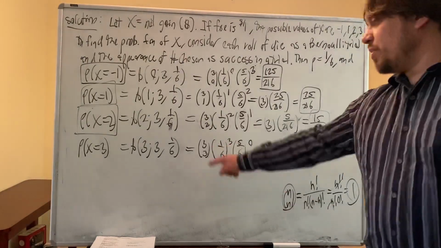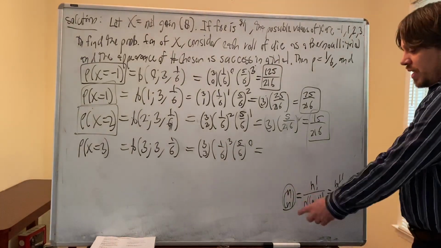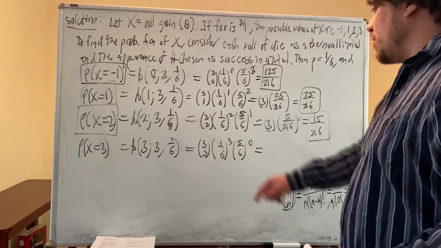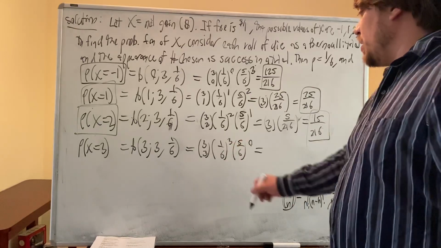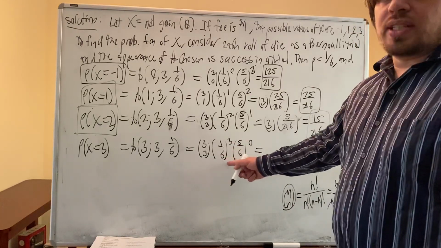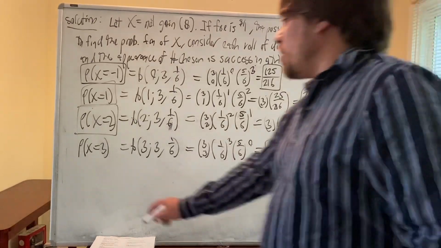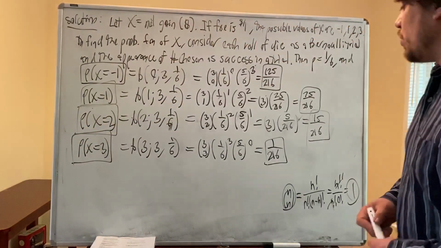So here 3C3 is n choose n when n is 3, that's 1. So this is 1 times 1/6 cubed times 5/6 to the 0, which is 1. And so this is 1 over 216, so it's 1 times that. So it's 1 over 216. So the probability that the net gain of the player is 3 is 1 over 216.